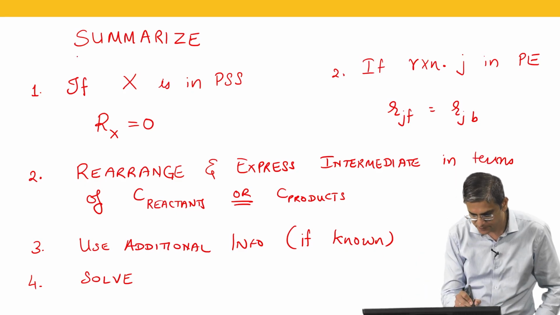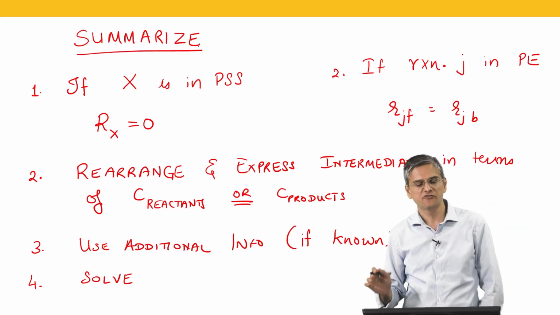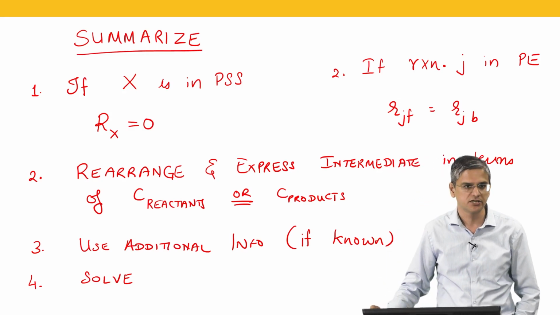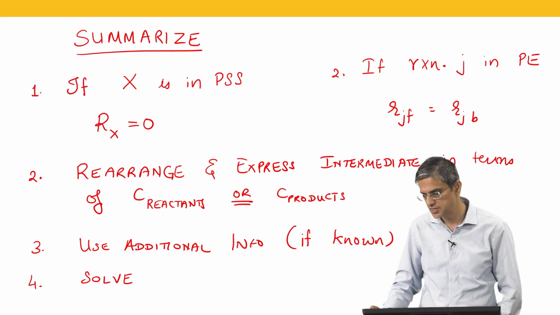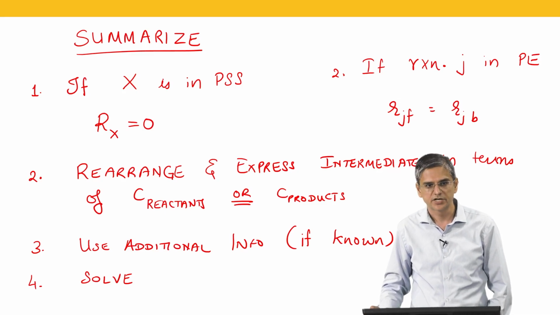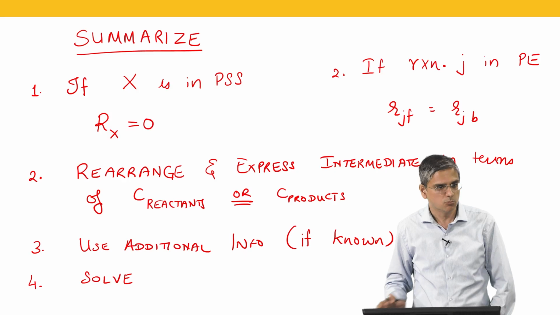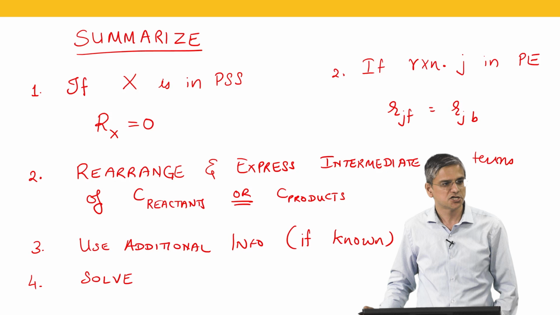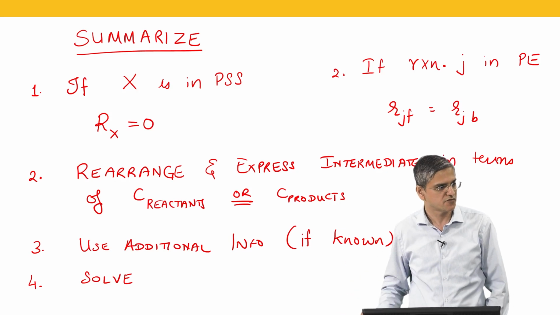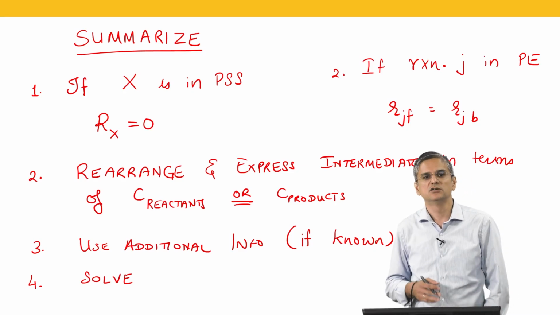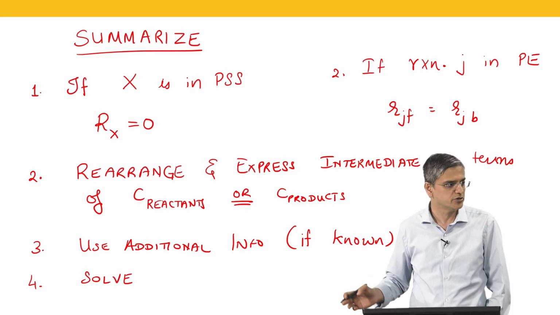To summarize most of module 3. If a species X is in pseudo steady state, use R of X equal to capital R of X equal to 0. If reaction J is in partial equilibrium, use RJF equal to RJB. Use one of these or both of these in order to express concentration of an intermediate in terms of concentrations of the rest. Additional information is basically CE plus CES equal to E naught.